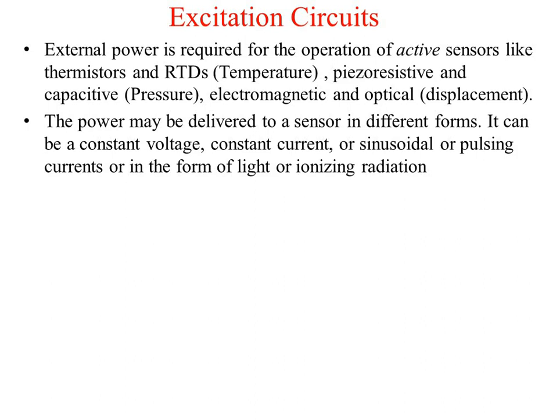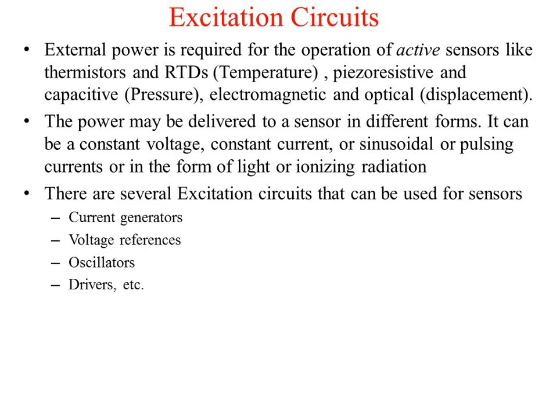What is expected is that whatever power you are delivering to the sensor, it should be either a constant voltage or a constant current, or a fixed frequency sinusoidal signal, or a pulsating current, or it may be light or ionizing radiation. There are several types of excitation circuits often used for sensors. The most commonly used are current generators, voltage references, oscillators and drivers. Our focus will be on current generators, voltage references, oscillators and drivers.